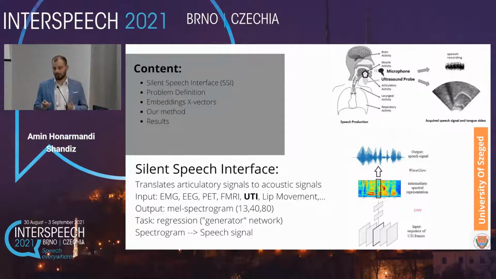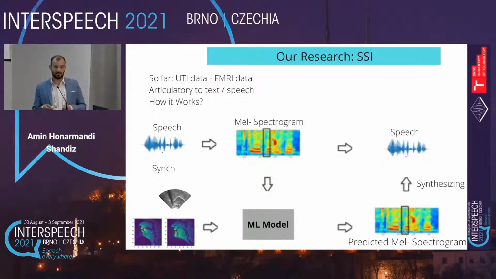So how can we do it? For example, we put an ultrasound probe under the jaw, and at the same time, we record speech by microphone, and we record ultrasound at the same time. So we extract features like mel-spectrum from the speech, and then we have ultrasound at the same time. Then we put this mel-spectrum as output of the model. Then we train the model to predict this mel-spectrum and then synthesize speech from the mel-spectrum, which is synchronous with ultrasound.